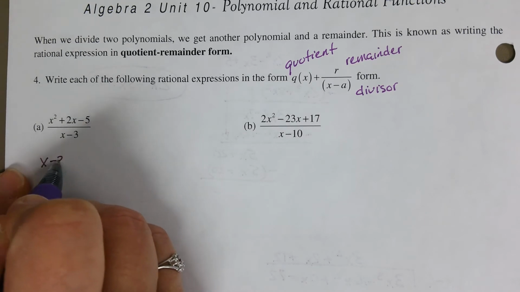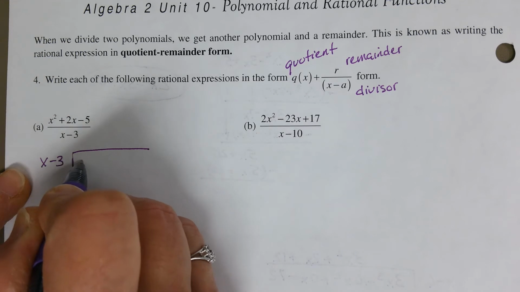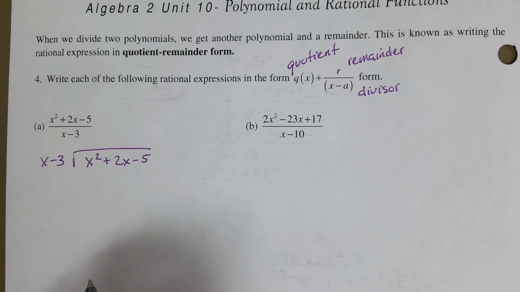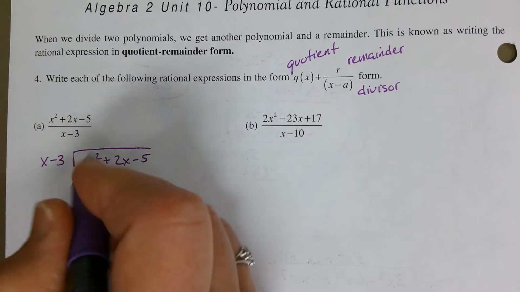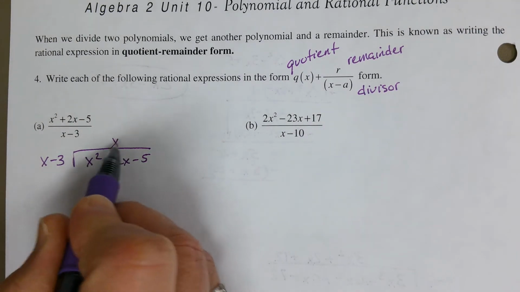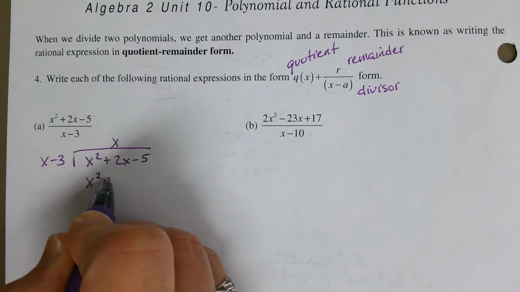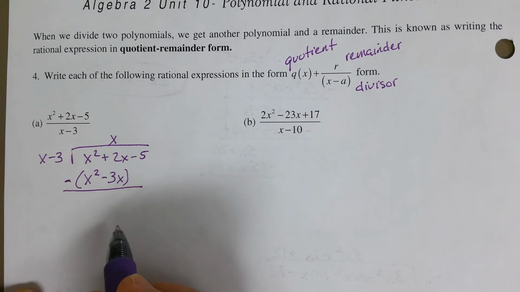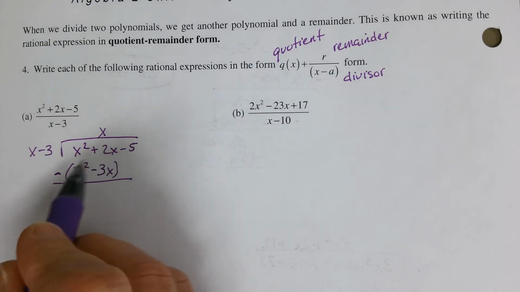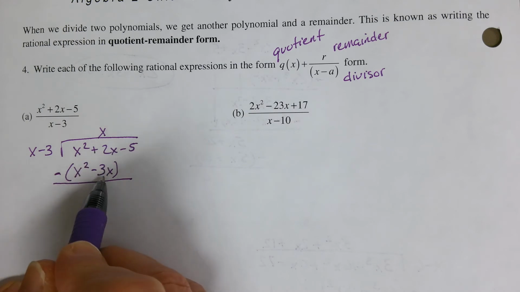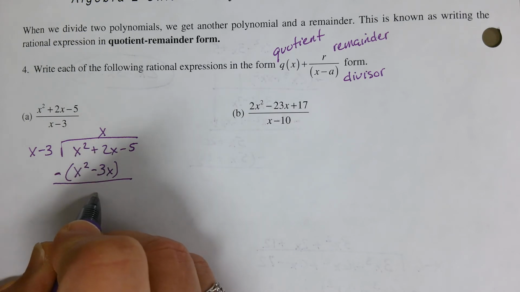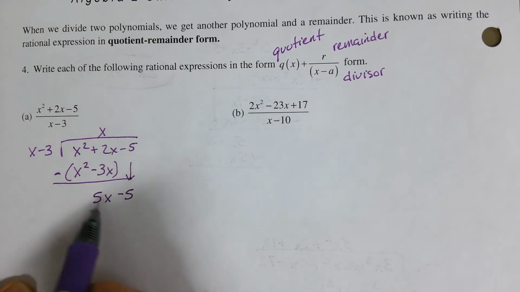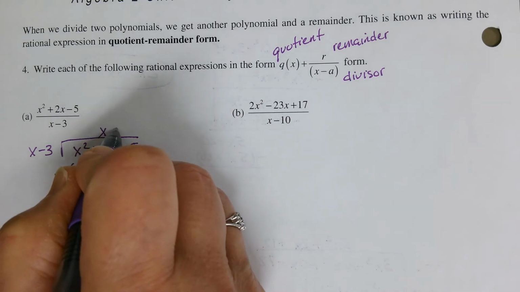Performing our long division, setting up. X squared divided by x is x. Multiply x squared minus 3x. Wrap in parentheses, put the subtraction out in front. 0, 2x minus negative 3x is 2x plus 3x, which would be 5x. Bring down the next term, minus 5. 5x divided by x is 5.